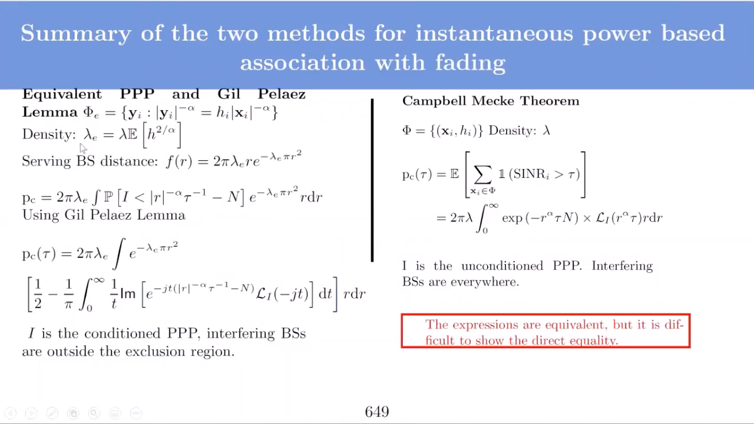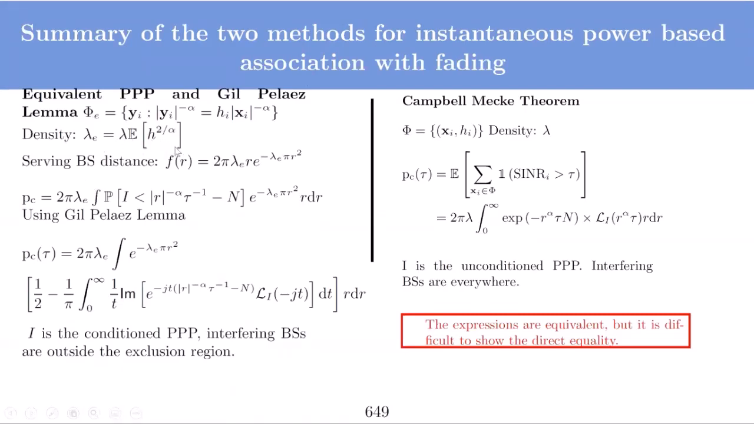We can also equivalently compute the coverage probability by first converting the PPP to a cell network without fading. You can show that you can have an equivalent Poisson point process with yi such that yi^(-alpha) is equal to hi xi^(-alpha), and then the yi's will form a Poisson point process with this density.